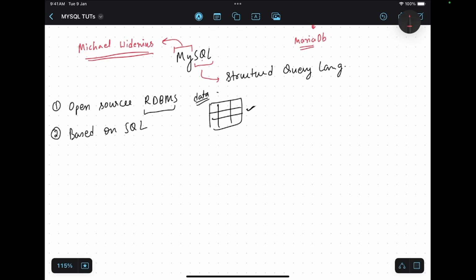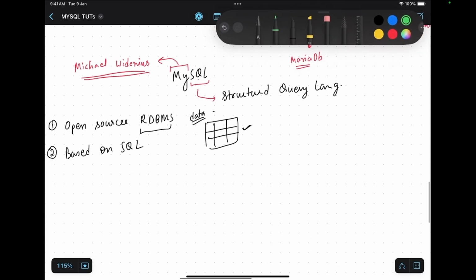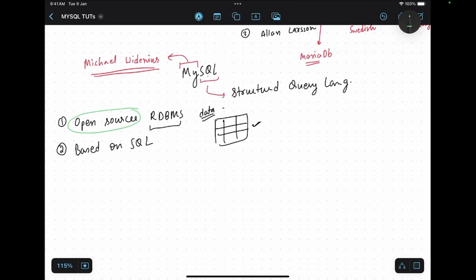And this is what actually MySQL is. You might be thinking there is a word open source here, which I didn't explain more about. Open source software is free to use for anyone, which comes under a general public license. So it's free to use for everyone. Whenever you are using MySQL, you don't have to pay anything. So it's a free RDBMS, a free relational database management system.